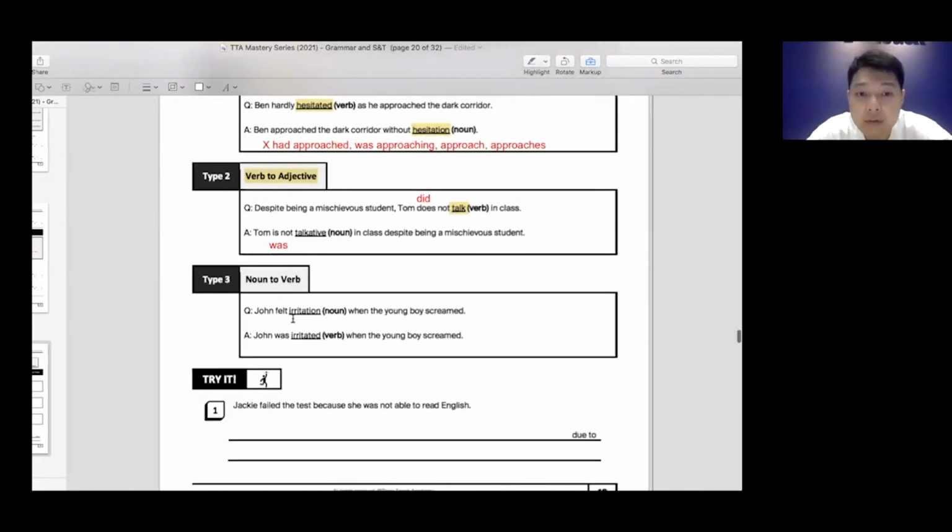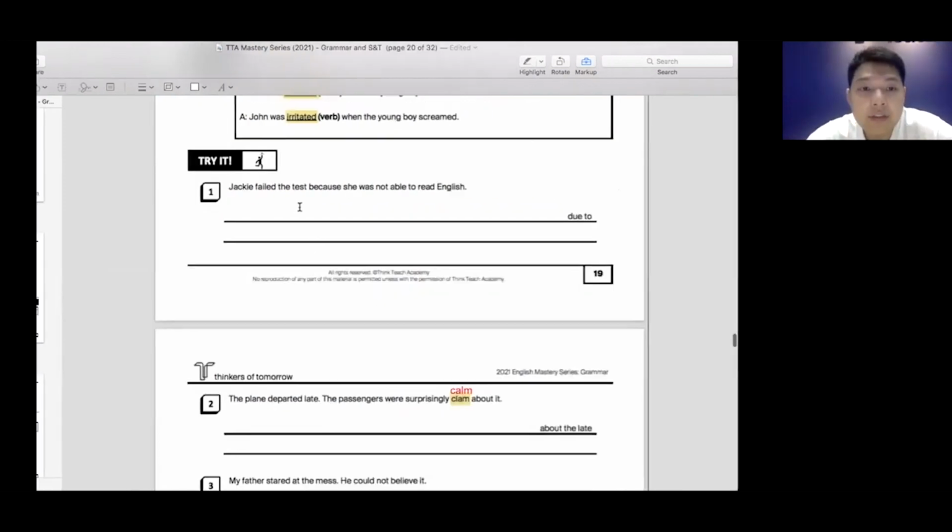Question type number 3, same thing, noun to verb. I'm testing you whether you know how to change irritation to irritated. Irritation is the noun. Irritated is a verb. Then you notice screamed, past tense. I keep past tense. Felt is in past tense. And that's why it is was and not is. Understand?